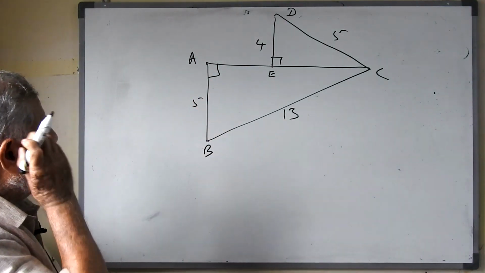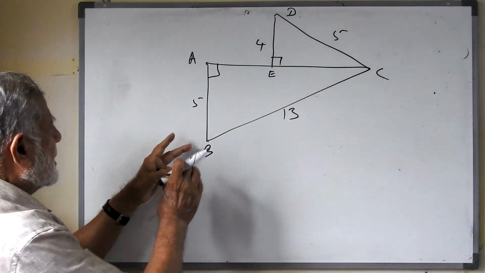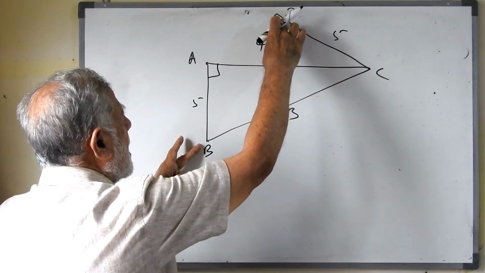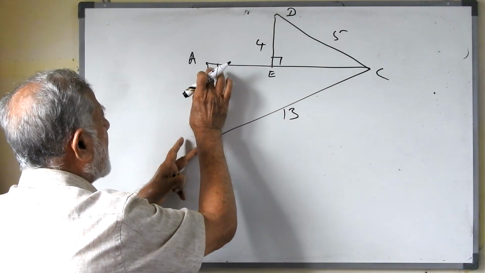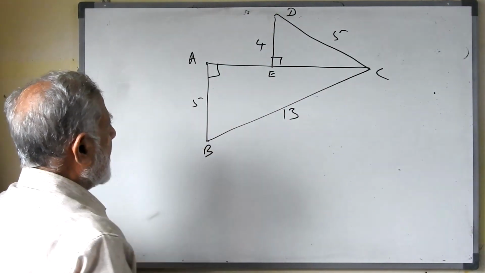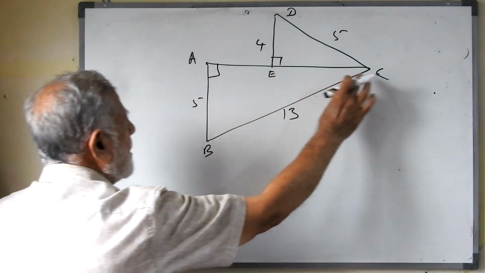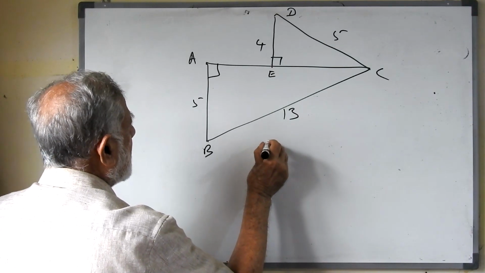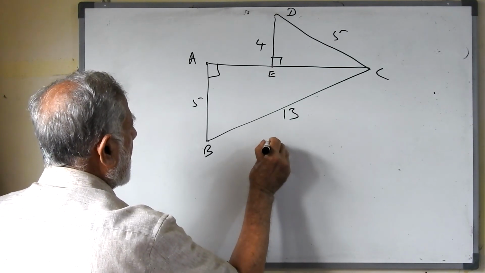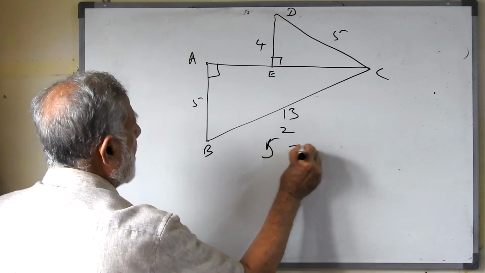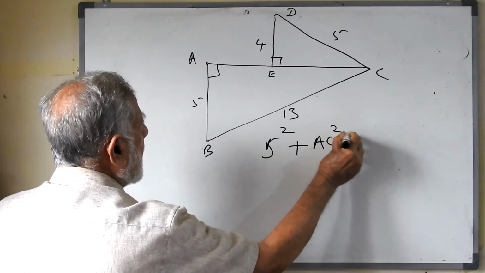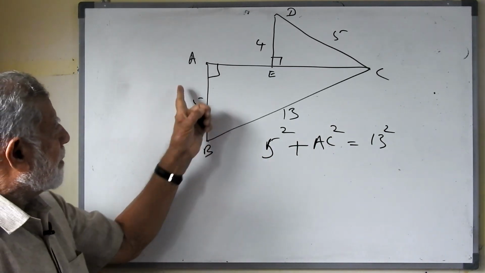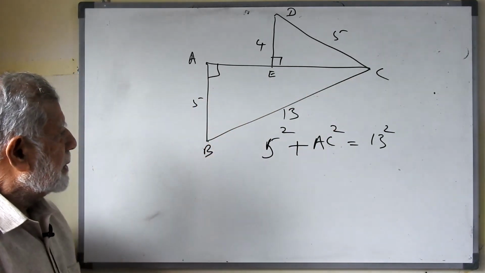So now, children, we have to find the perimeter of this figure. We are starting from here, BC is 13, 5 here, 4 here. Only this length we don't have, and we know this length as 5. So we first take this triangle. So we write down AB squared, that is 5 squared, plus AC squared is equal to 13 squared.